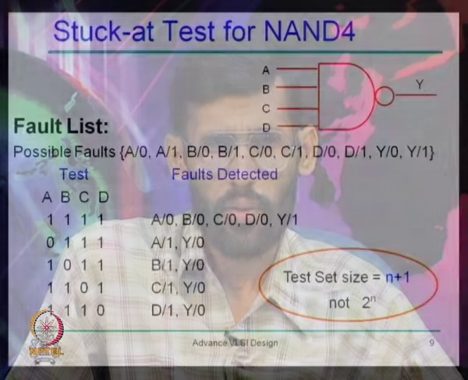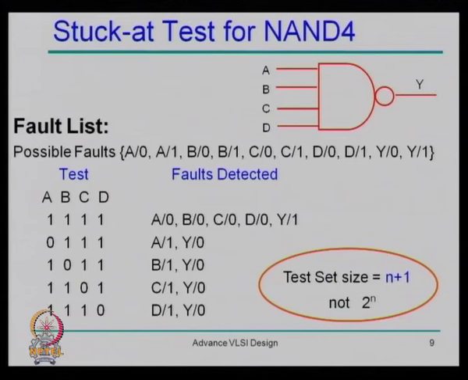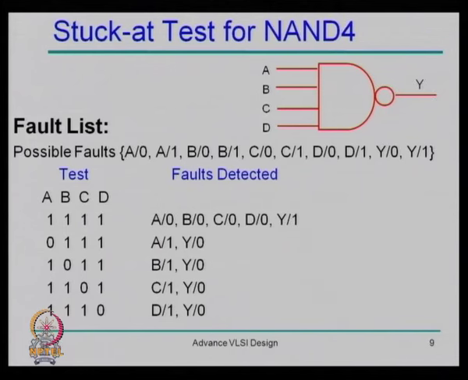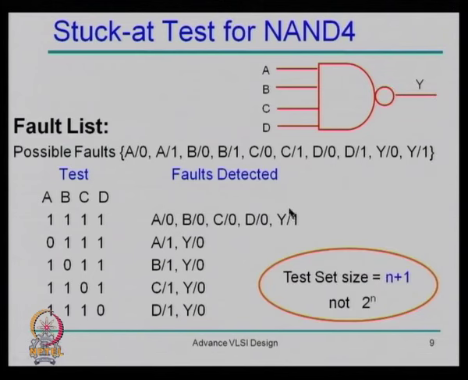Okay. So, now here we are converting this exponential problem into a linear problem. One thing again to notice is that, if you look at it closely, one test can detect multiple faults, or one fault can be detected by multiple tests. So, there is no uniqueness relationship between the test vector and faults. So, this gives us an opportunity to reduce the number of tests.